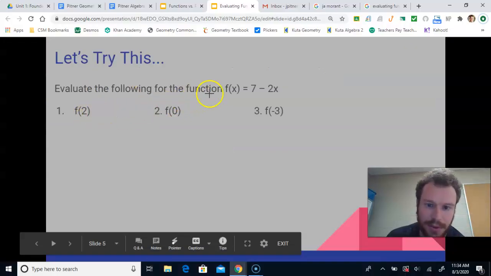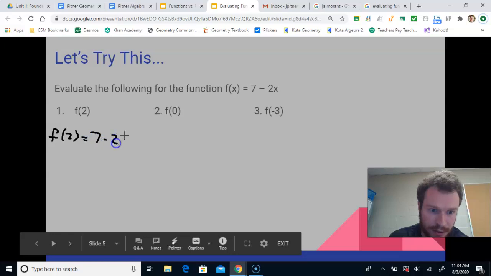What we're going to do is substitute 2 into the function. Because it's f of 2, we're substituting in 2 for x. Okay, so we'll say f of 2 equals 7 minus 2, and I'm going to substitute 2 in for x. Anywhere I see an x, I'm going to substitute 2. f of 2 equals 7 minus 2 times 2, which is 4. So f of 2 is 3.